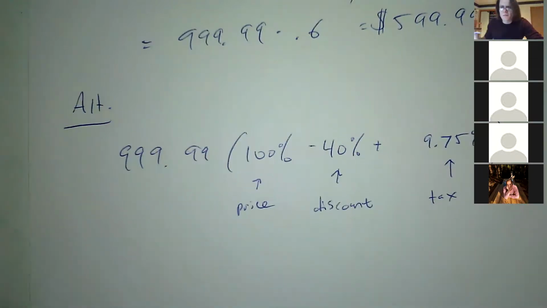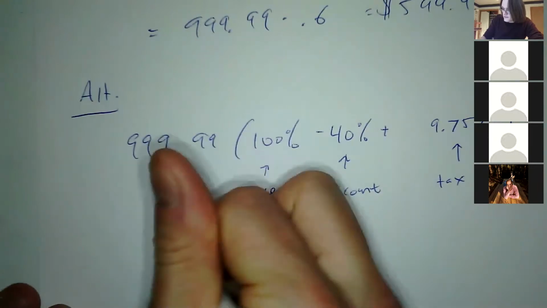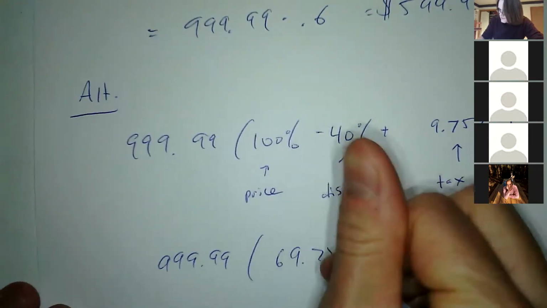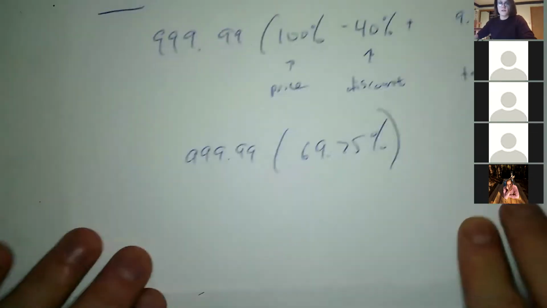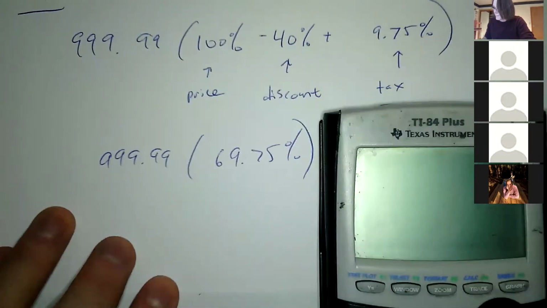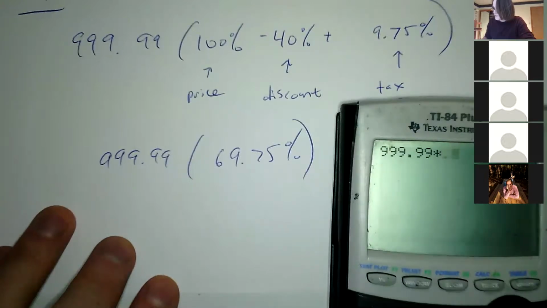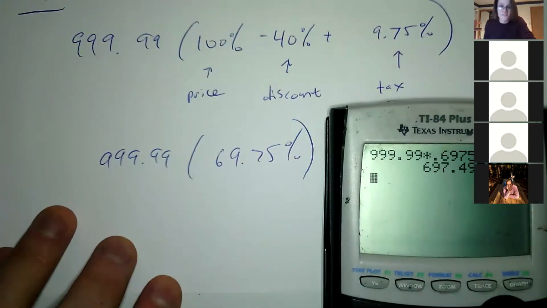All right, so let's see what happens. So this is 60 and then 69.75%, times 999.99. It should work. Okay, let's see, I'm very interested. 999.99 times 0.6975 shows me a different number. That's not what I got. That is different. See, be a little bit careful.